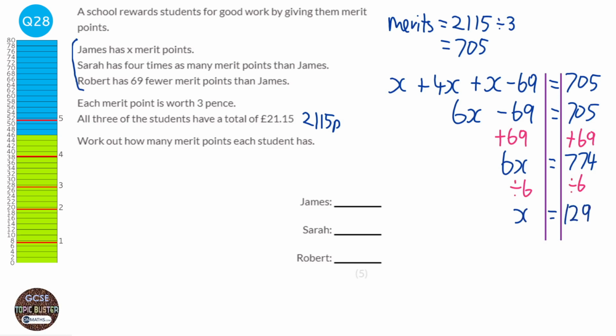So x equals 129. That means James has 129. Sarah has 4 times more, so she will have 516. And Robert has 69 fewer, so we're going to take 69 away from that, and that will equal 60.